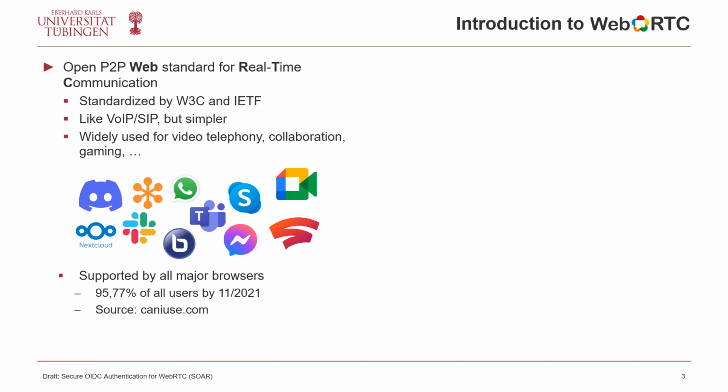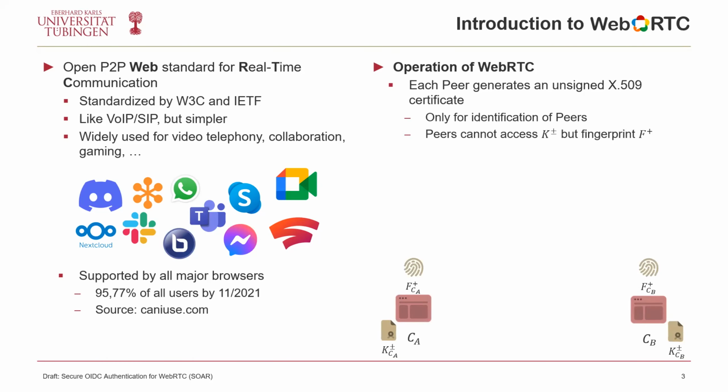So how does WebRTC work? At first, there are two clients, let's say web browsers or any native application which also implement WebRTC. They first generate an unsigned X509 certificate. So basically, it's just a public-private key pair, but in the format of an X509 certificate. And these certificates are only used to identify this client or peer instances.